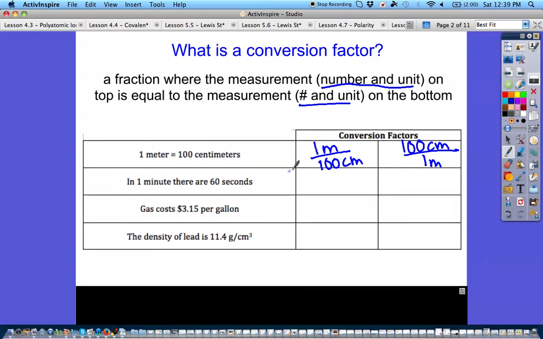1 minute, there are 60 seconds. We can write 1 minute over 60 seconds. Or we can write 60 seconds over 1 minute. Gas cost $3.15 per gallon. Fortunately not right now, but if it did, we could write this $3.15 over 1 gallon. Or we could write 1 gallon over $3.15.